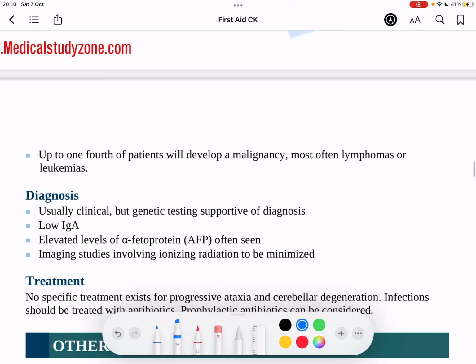Up to 1/4 of patients will also develop a malignancy as well, and this should make a lot of sense to you. Okay, if a patient has got the inability to repair DNA strand breakage, this is going to prevent my cells from doing DNA repair. So when there's DNA replication, this can increase the risk of a malignancy. Also lymphomas and leukemias as well.